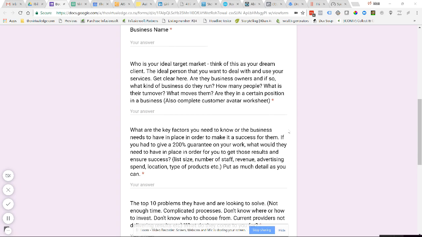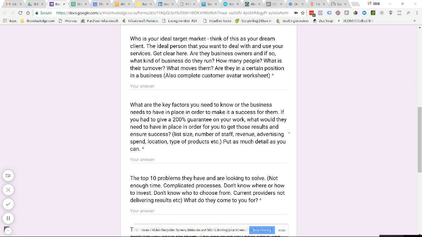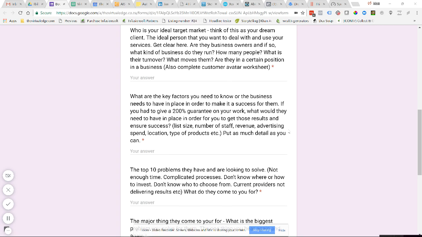Then we want to know what are the key factors you need to know, or the business needs to have in place, in order to make a success for them. If you had to give a 200% guarantee on your work, what would they need to have in place in order for you to get those results and ensure their success? As an example, for me personally, running a marketing agency, I want to know how big is their list? How many staff do they have? What sort of revenue are they doing?